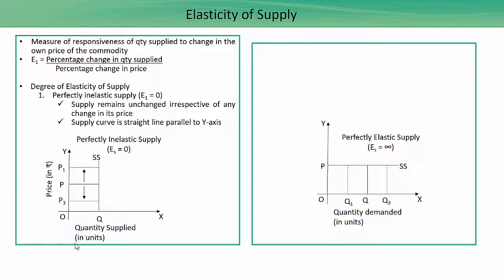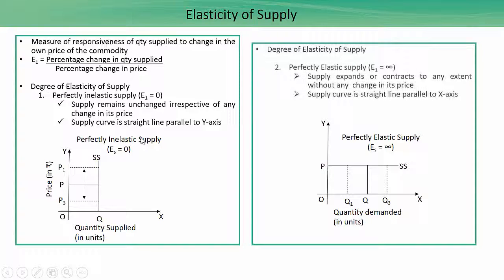If I have to present it graphically, it would be a straight line parallel to the y-axis. Here you can see this is the perfectly inelastic supply. Even when the price changes from, let's say, 10 to 20 and then to 30, the quantity supplied remains constant. So this is a scenario of Es equal to 0.